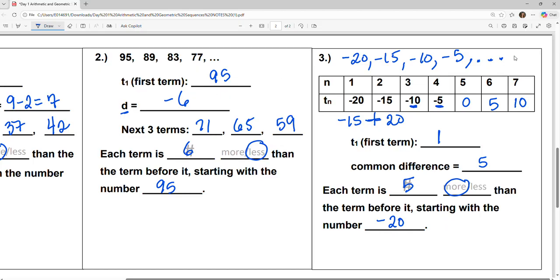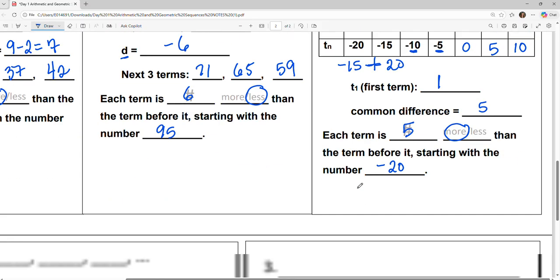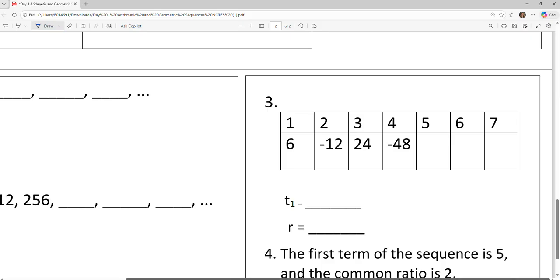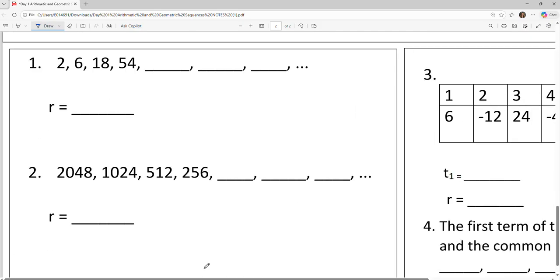So our sequence would be 5, 10, going on and on. All right, those are arithmetic sequences. Now we're going to look at some geometric sequences.